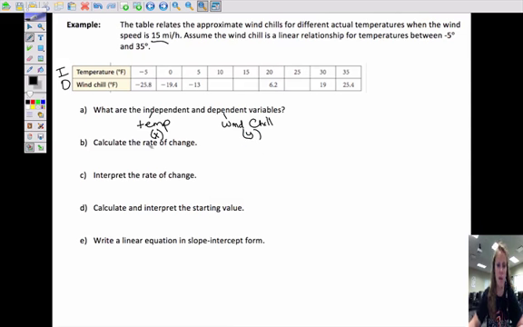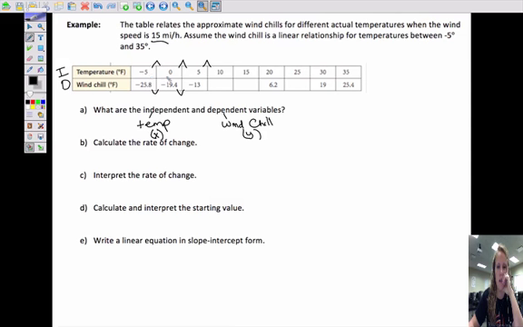Then we're asked to calculate the rate of change. To do that, I'm going to look at what my x values are changing by and what my y values are changing by. I see that this table is missing some pieces, so we'll have to fill those in. But first, I have 3 points all together here, so I can get a good estimate of my rate of change.